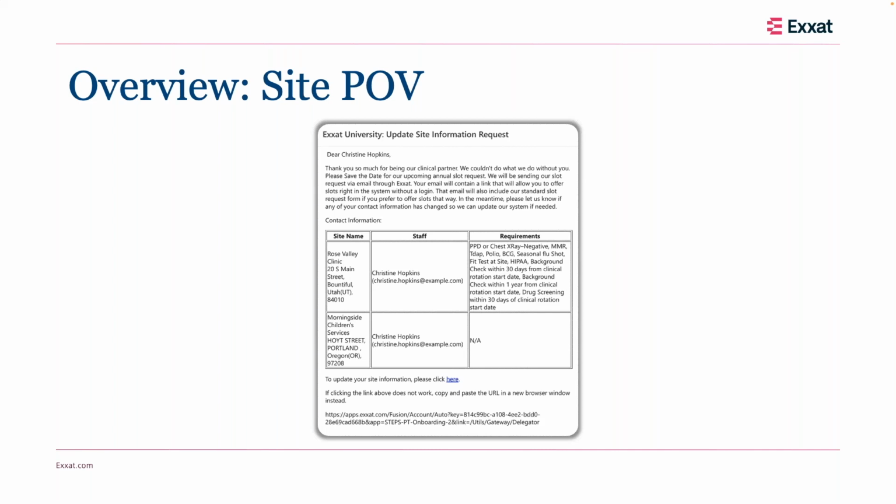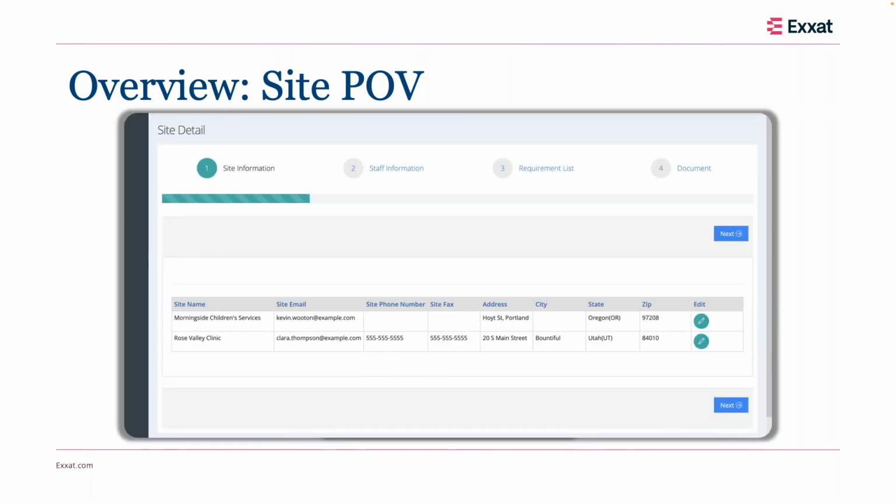You'll see some staff details there, just to give them a preview of the information you have on file. And it might trigger them to say, hey, Christine is no longer there, our requirements are different. So it prompts them to click that link to make those updates. Once they do, they'll be redirected to another tab within their browser. It'll take them over to a wizard process that takes them through each of the steps.